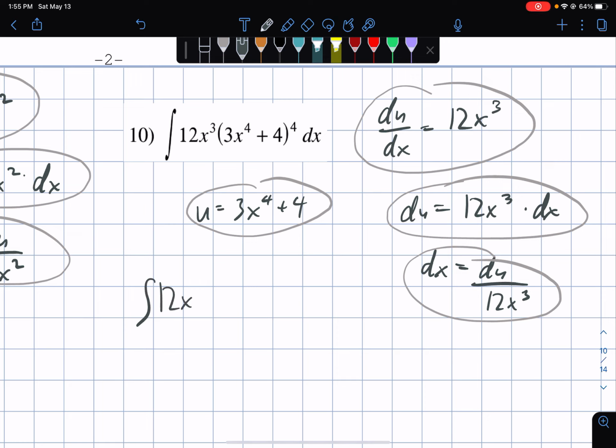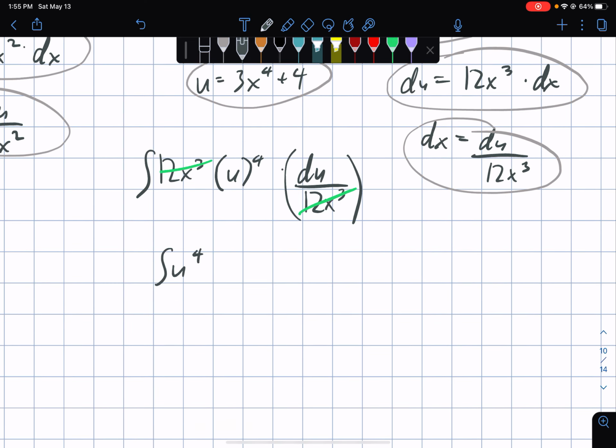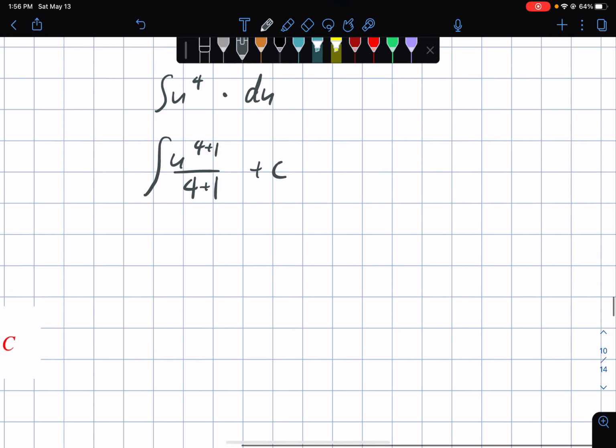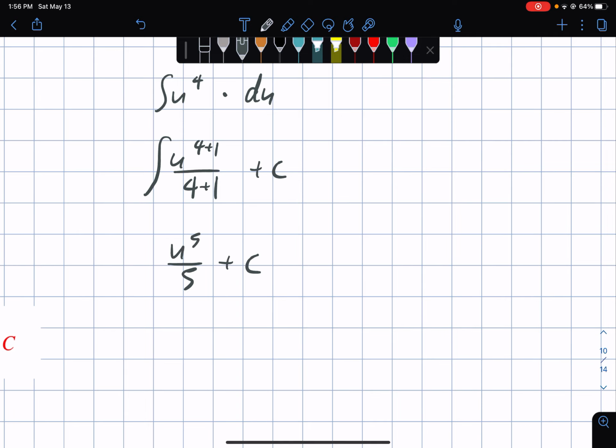And then we write u as this one, and then just copy 12x raised to 3, and then dx will become what's equivalent to it, that is du over 12x raised to 3. So as you can see, we can cancel these two things, and we end up with u raised to 4 times du, and then power rule, u raised to 4 plus 1 over 4 plus 1, and then plus c. Du becomes plus c, and then u raised to 5 over 5 plus c.